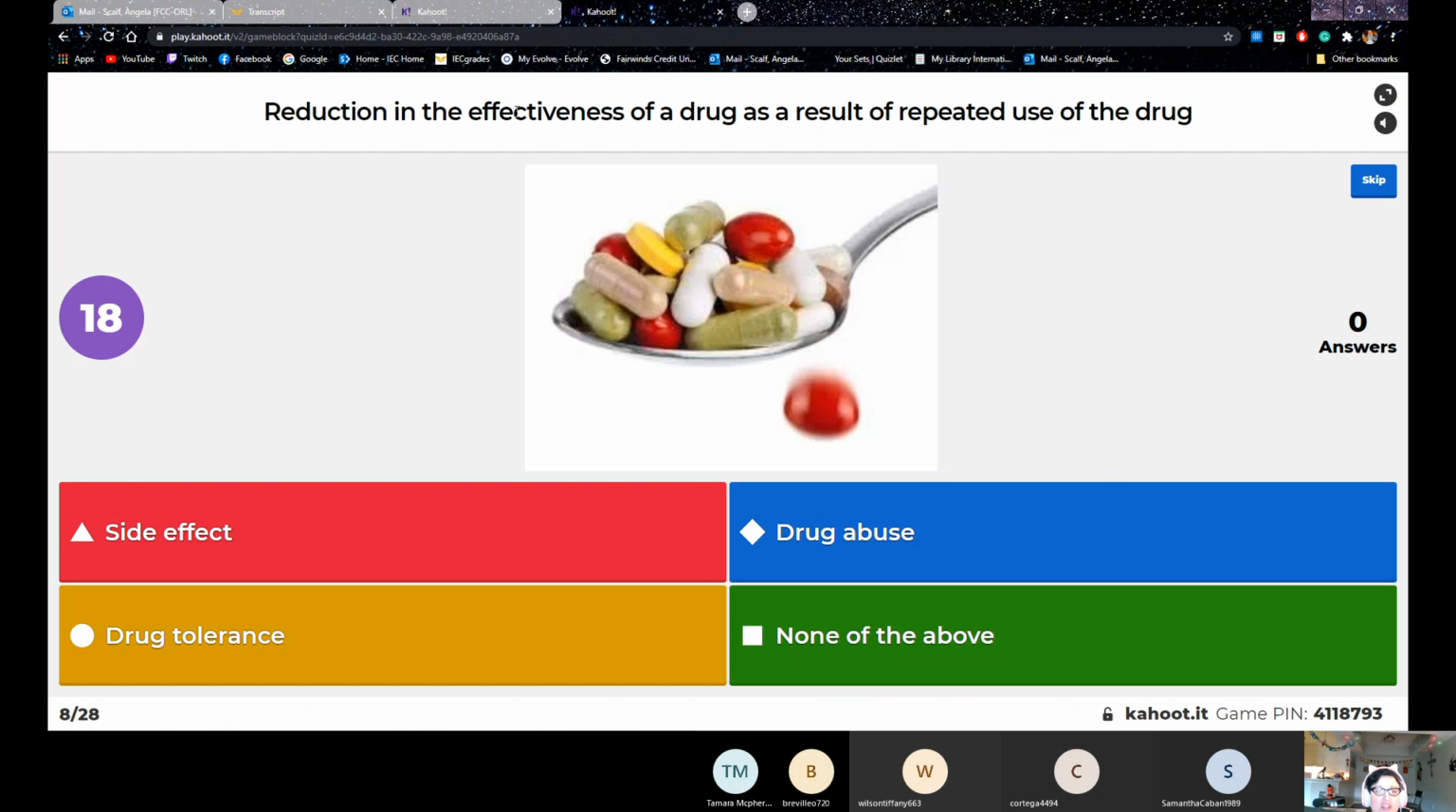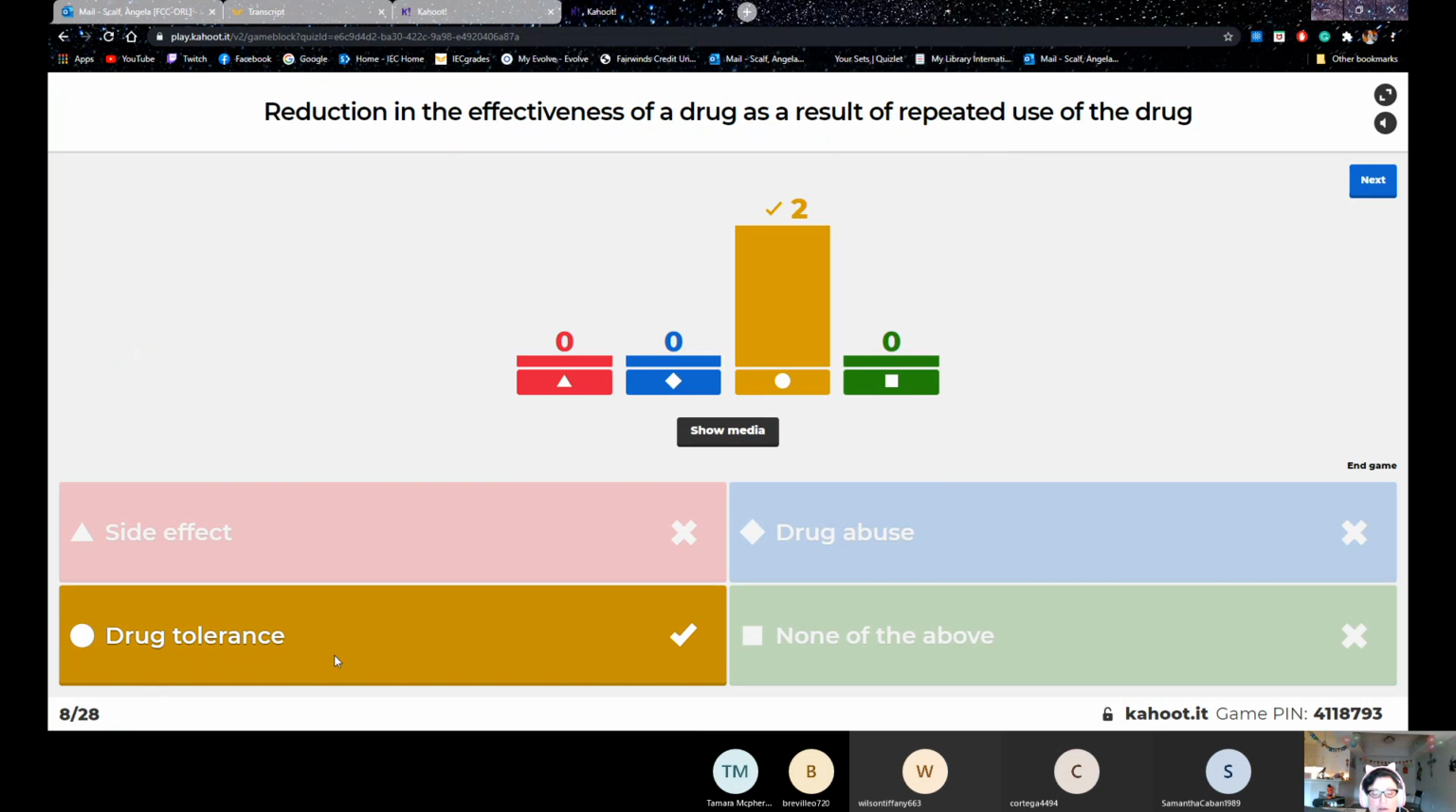This says reduction in the effectiveness of a drug as a result of repeated drug use. So this means you've used the drug so many times. What ends up happening? You can build a tolerance. Yep, you build a drug tolerance. That's right. And that's very common with antibiotics, right? Say you're allergic, like myself, to sulfurs and penicillins and stuff like that. I have a very limited range of antibiotics that can be used for me, and I've built a tolerance to one of them, the Cipro, so it doesn't work anymore.